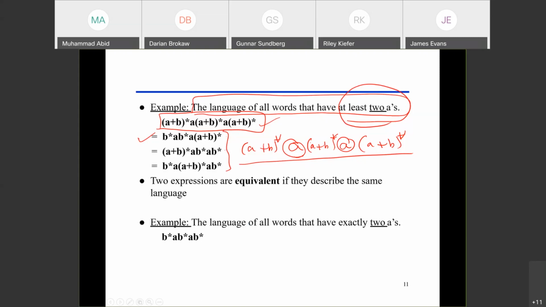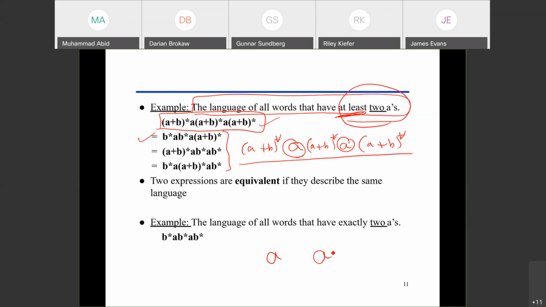exactly two A's. The language of all words that have exactly two A's means whatever the size of the word, you will never have less than two A's, you will never have more than two A's. Here it is at least minimum. You may have more than two A's, but minimum two A's must be there. Here, exactly two A's.